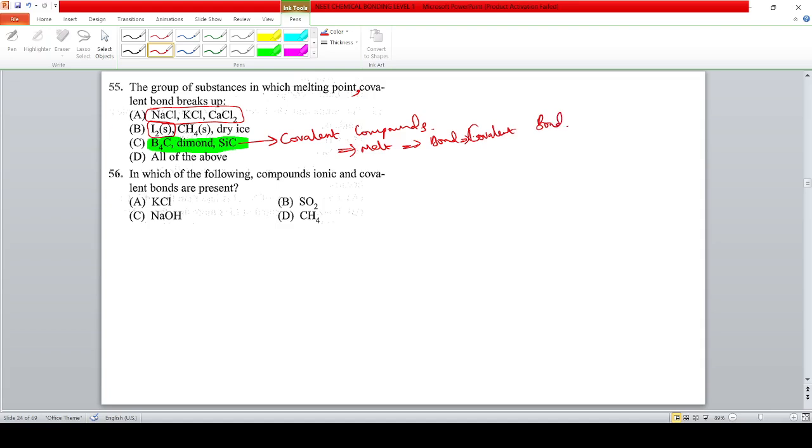Next, in which of the following compounds are both ionic and covalent bonds present? Here, K plus Cl minus has an ionic bond, sulfur dioxide has covalent bonds, methane has 4 covalent bonds, and Na plus OH minus: in this, oxygen and hydrogen have a covalent bond. Observe carefully, Na plus OH minus. The bond between Na plus and OH minus is ionic, and the O-H bond is a covalent bond.